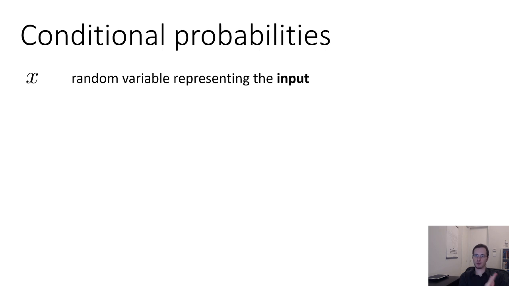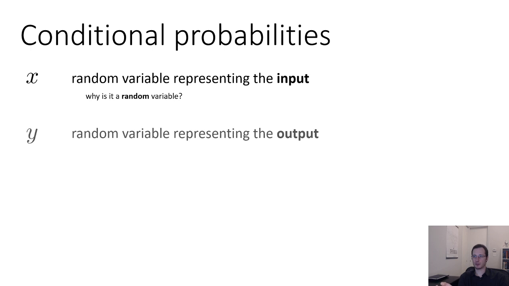All right, let's go through a little refresher on conditional probabilities. So we have two random variables. We have the random variable x, which represents the input. That could be the image, for example. Why is x a random variable? Well, x is a random variable because we don't know what x we're going to get. So there's some true underlying process in the world that gives rise to different x's, and we might get different ones.